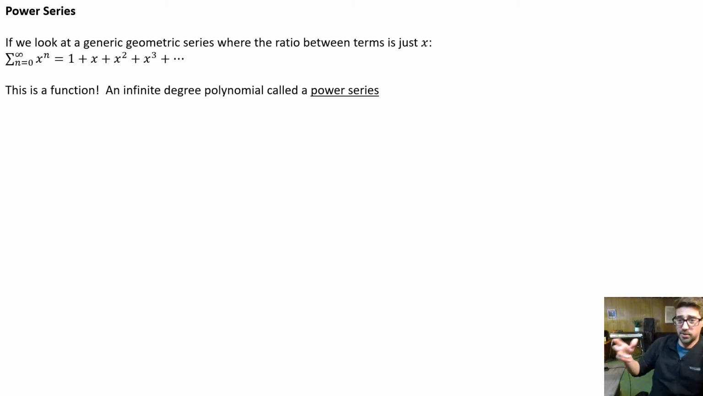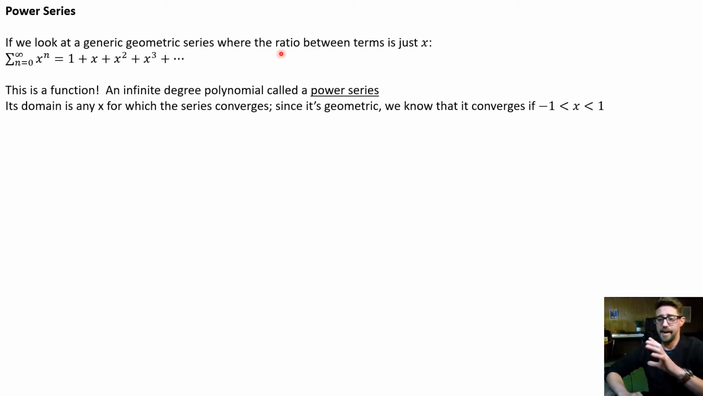It can skip terms. It can obviously have coefficients. It can have more going on here. This is just the simplest one, and so the one we build a foundation off of. And it's a function, and so it has a domain.